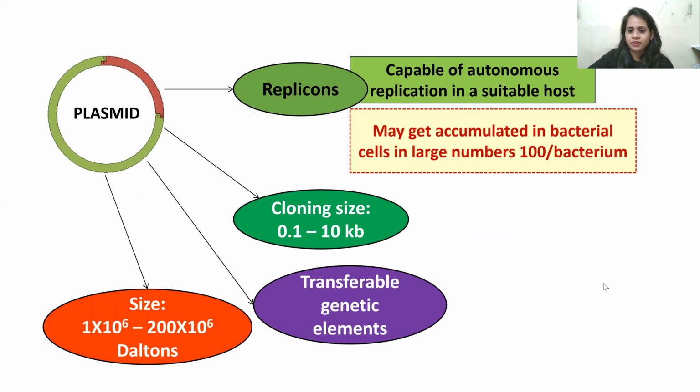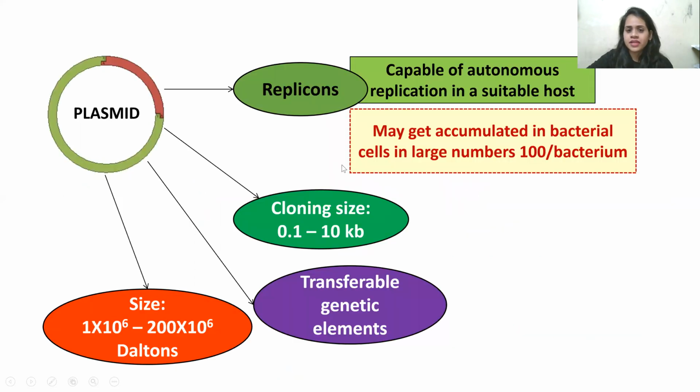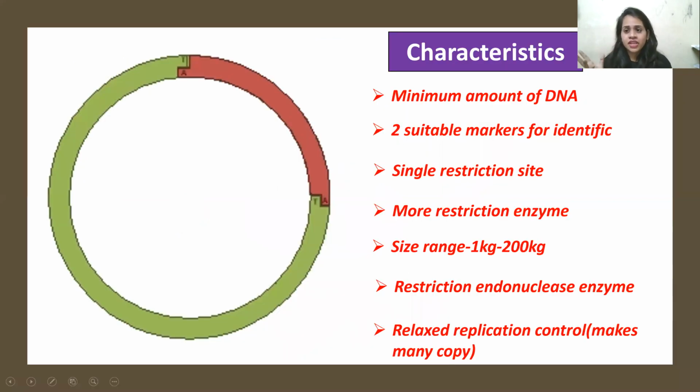So let us see a few more characteristics of plasmid. It has a minimum amount of DNA. There are two suitable markers for identification, right? I have talked about the properties of a vector, in which I have already talked about the two suitable markers. A single restriction site, there are more restriction enzymes. Size range 1 kb to 200 kb. It can be cut with the help of restriction endonuclease enzyme, and it has relaxed replication control, that is, it makes many copies. Is it clear? So these are a few characteristics about plasmid itself.